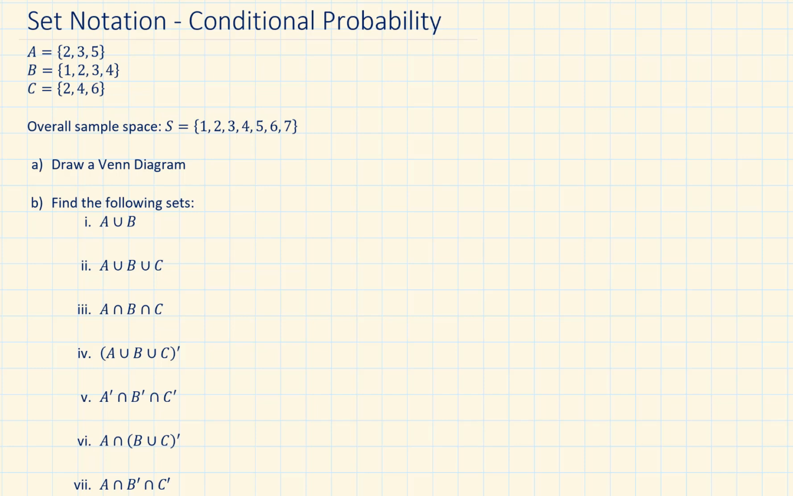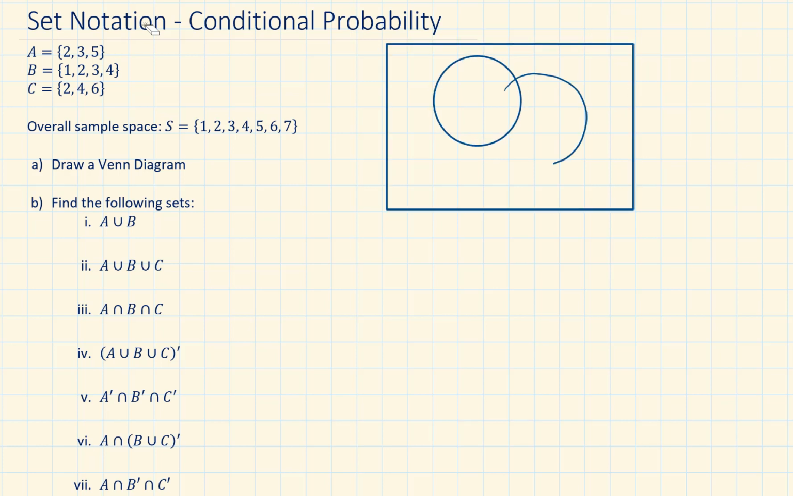Set notation, conditional probability. We have three sets, A, B, and C, and we have an overall sample space given. To draw a Venn diagram, we can start by drawing a rectangle, and inside it we will draw in the circles or ovals representing the sets given.